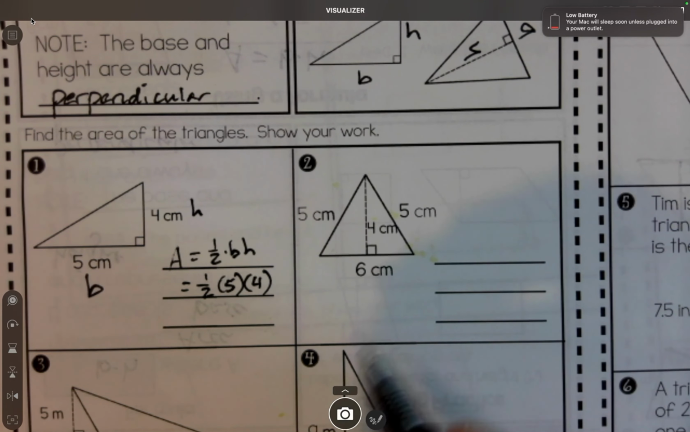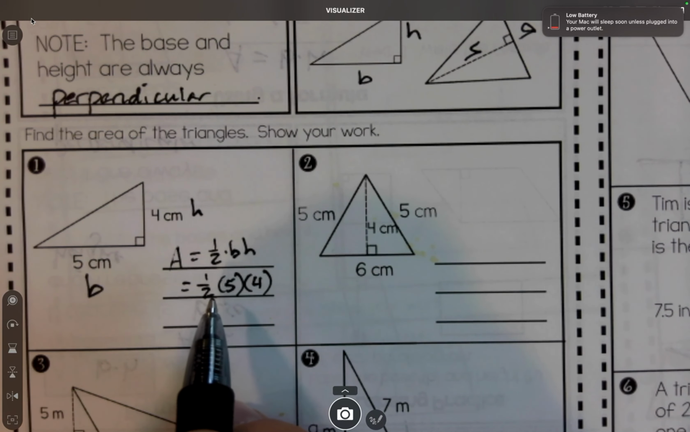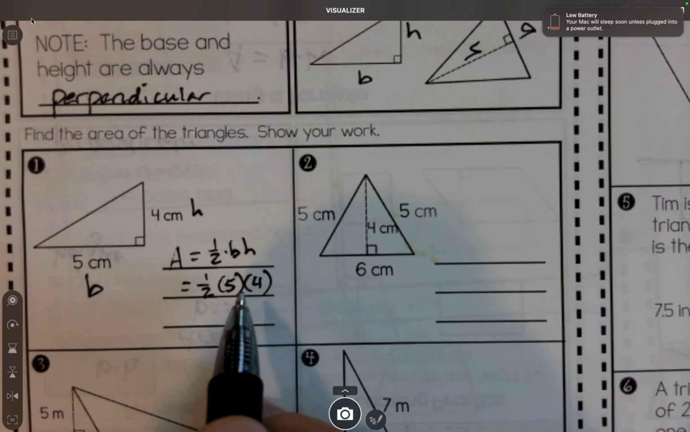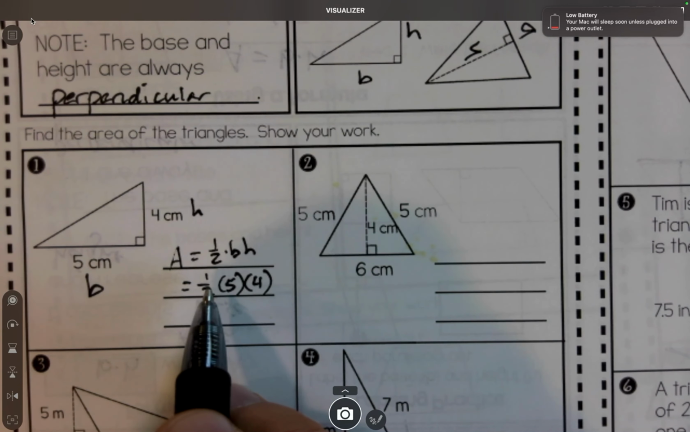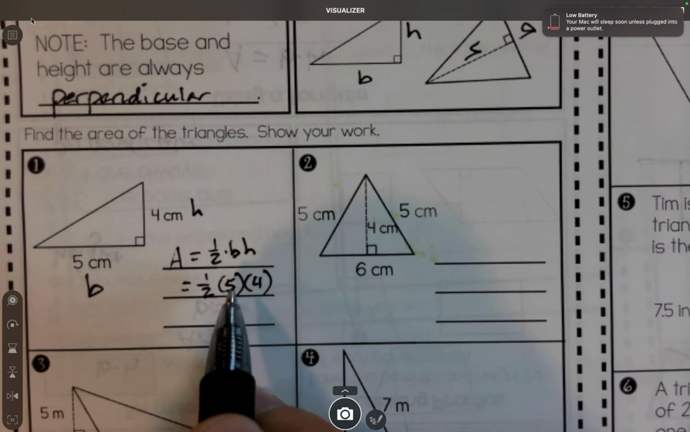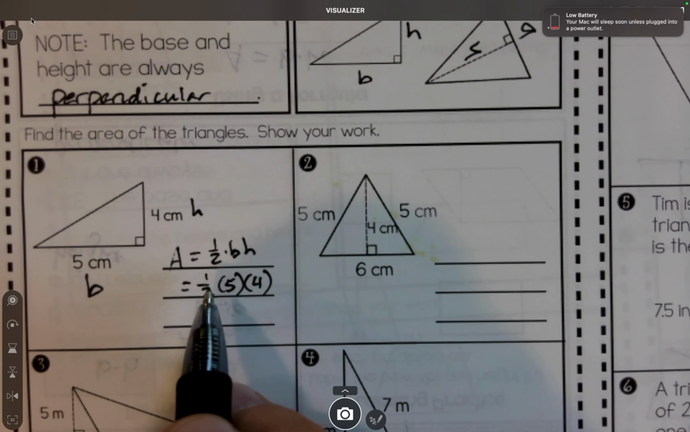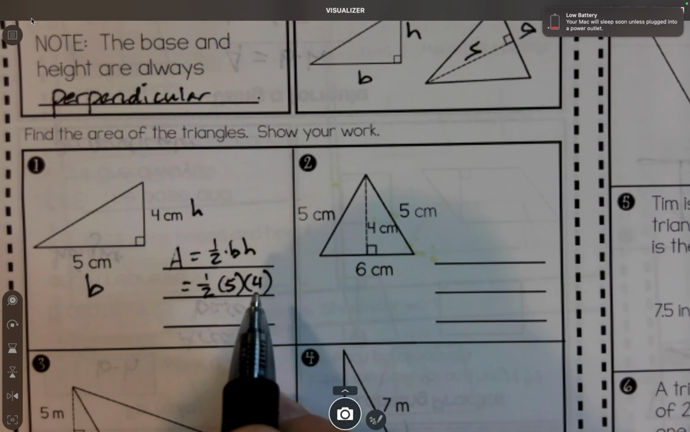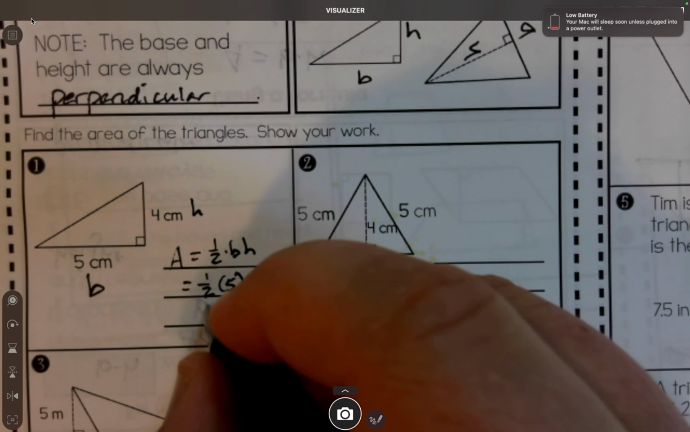If you're trying to do it by hand, I'd recommend when you can, multiply the even number, if there is one, by the 1/2. Because half of 5 is 2.5, and that's not as easy in your brain to say 2.5 times 4. But if you say half of 4 is 2, 2 times 5 is 10, tends to go quicker.